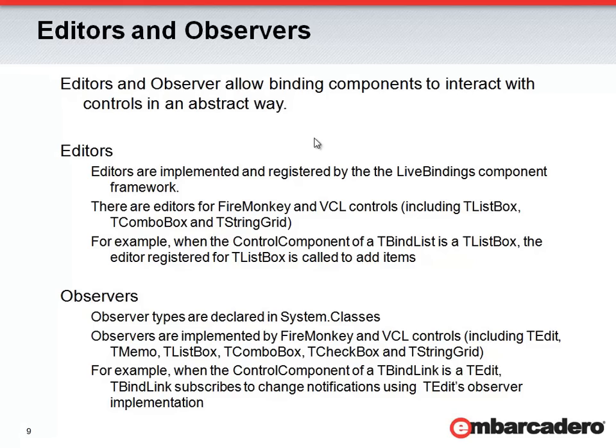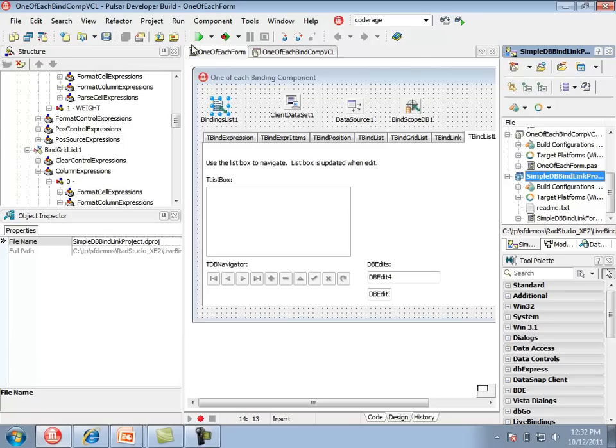Observers allow binding components to subscribe to events on controls. Observer types are declared in System.Classes. Observers are implemented by FireMonkey and VCL controls, including TEdit, TMemo, TListBox, and other controls. TBindExpression and TBindExprItems binding components do not use editors or observers, but all the other binding components do. So in order to have a control work properly with those components, there must be an editor and an observer implementation. I'll run the project so you can see what it does.